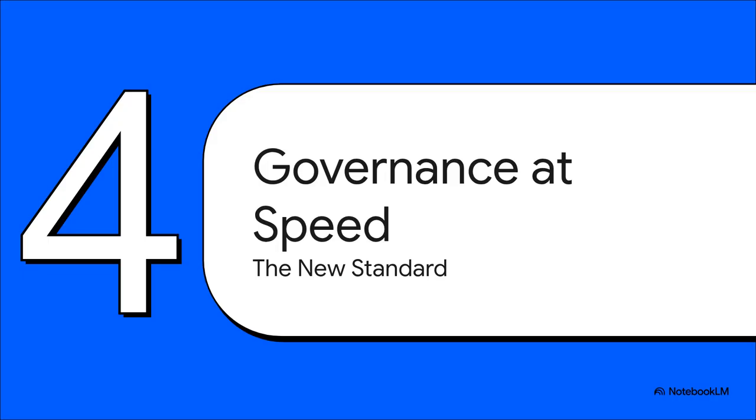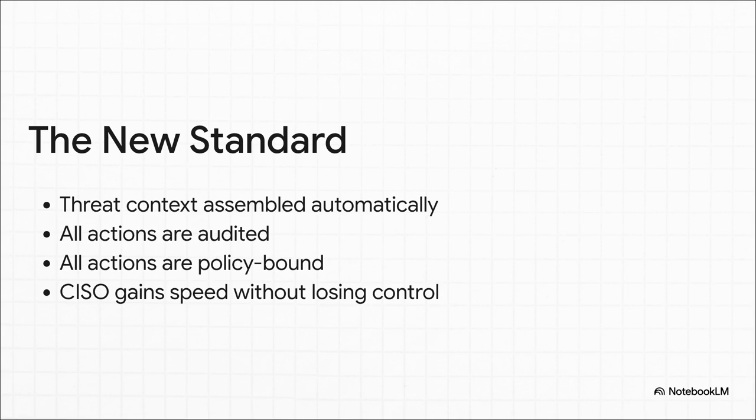When you put those pieces together, automated context with a human-approved workflow, you get something truly transformative. You achieve what's basically the holy grail of security operations. You get governance at speed. This really creates a whole new standard for security response. Threat context is automatic, not manual. Every single action taken is audited, which creates a perfect record. And critically, all actions are bound by policies you've already approved, ensuring they align with the organization's rules.